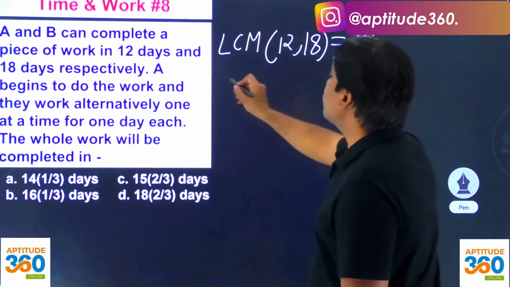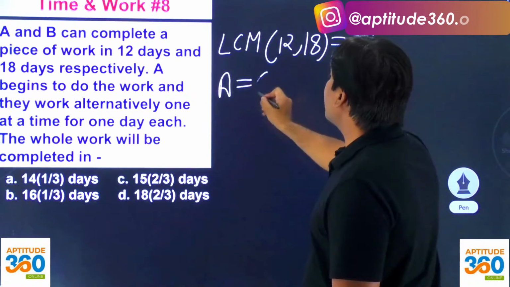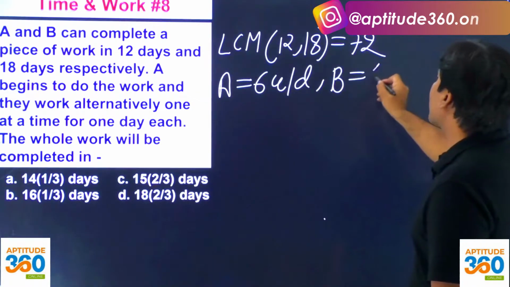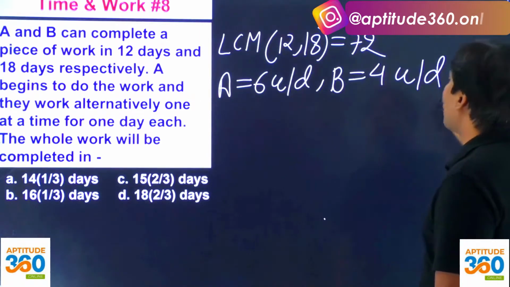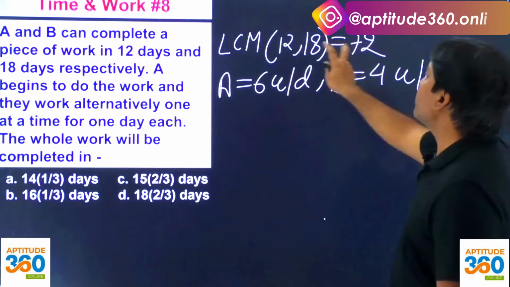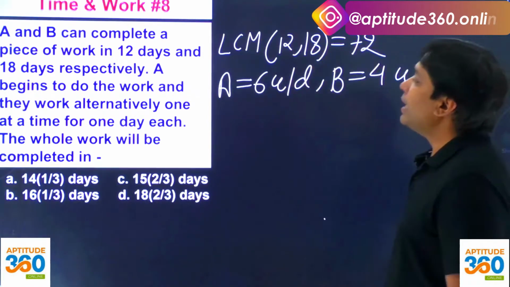72 comes. So how much is A's work per day? 6 units a day. And how much is B's work per day? It is 4 units per day. How are we getting 6 and 4? 72 divided by 12 and 72 divided by 18.